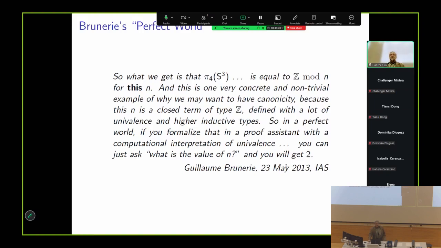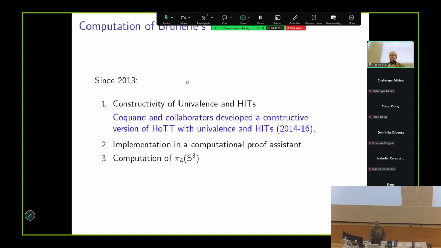So what's that, 12, 13 years ago? What's happened since then? So here's what's happened. First, the constructivity of univalence was verified by Thierry Coquand, a computer scientist and logician, and his collaborators, by developing a constructive version of homotopy type theory that does implement univalence and higher inductive types. So that took a few years.